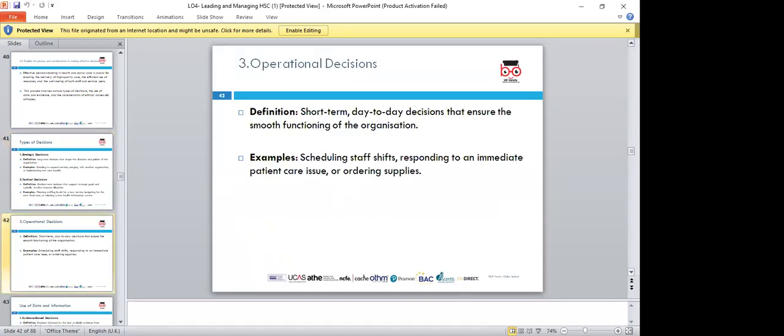Operational decisions. Definition: short-term, day-to-day decisions that ensure the smooth functioning of the organization. Examples: scheduling staff shifts, responding to an immediate patient care issue, or ordering supplies.